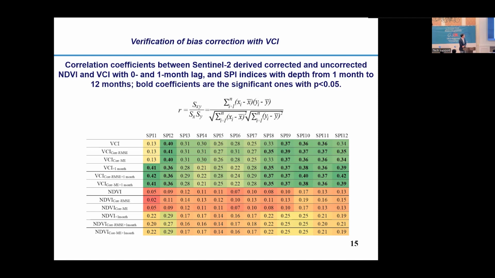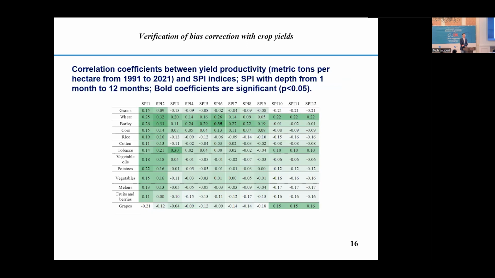Вы можете посмотреть, что у NDVI до коррекции, красные значения, корреляция была слабо выражена, а с внесением коррекции, нижние три строчки, корреляционная зависимость возросла. Однако при использовании индекса VCI корреляция стала значительной. Можно утверждать, что коррекция индекса VCI дала наибольший процент корреляции с метеоданными, то есть мы можем утверждать увеличение точности этих значений именно с индексом VCI.